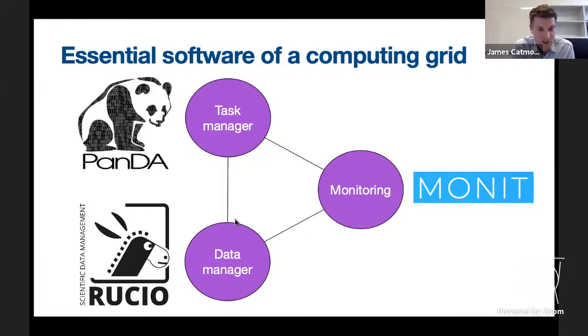The task manager is called Panda. The data manager, which is now used quite widely, is something called Rucio. And the monitoring is provided by CERN, and it's called MONIT. So these are the three pieces of software that we need to use to bind all these data centers together and turn them into a single computing grid that can do our work.